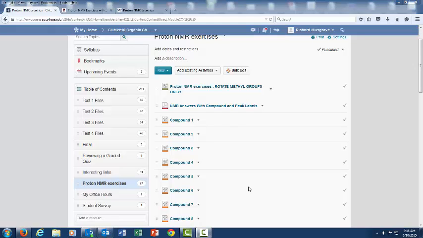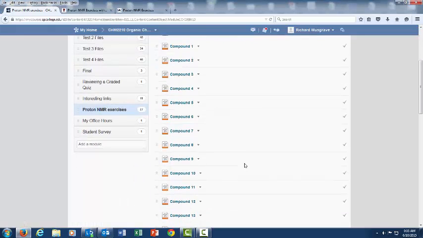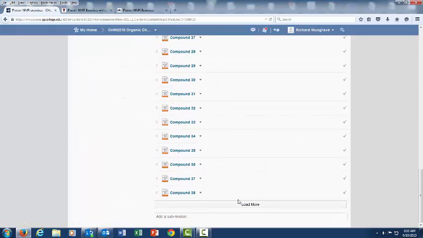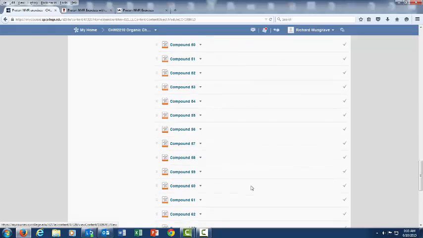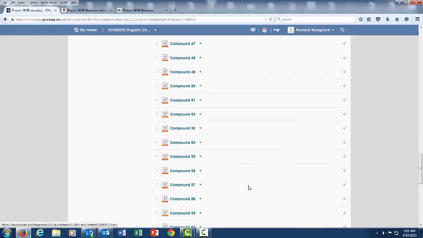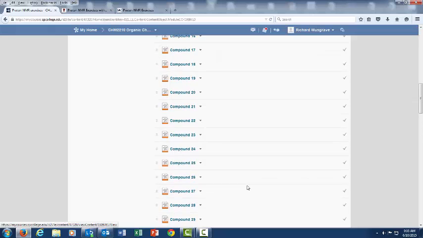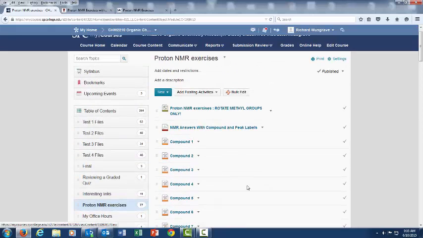This is a demonstration of how to use the Proton NMR Exercises tool. You'll find it under Proton NMR Exercises in the table of contents in your course. If you click on this, you'll go down and you can see that, if you load more, there are a total of 75 problems that you can do that will help you to understand how to complete NMR exercises.